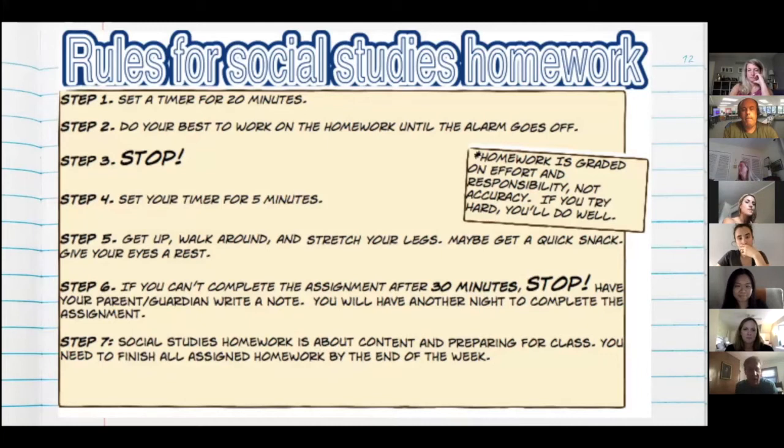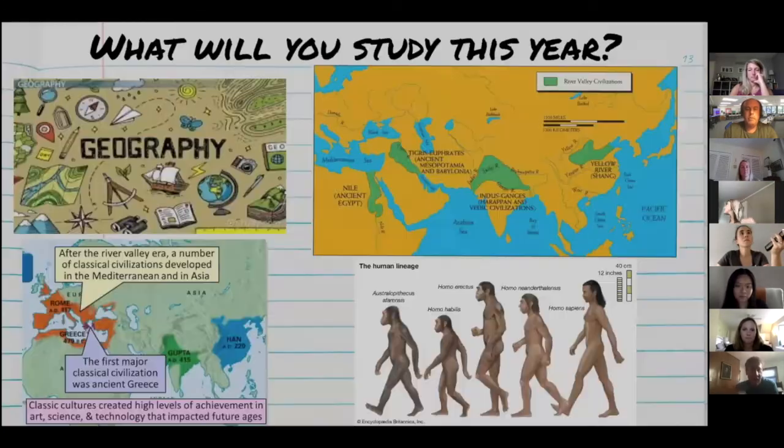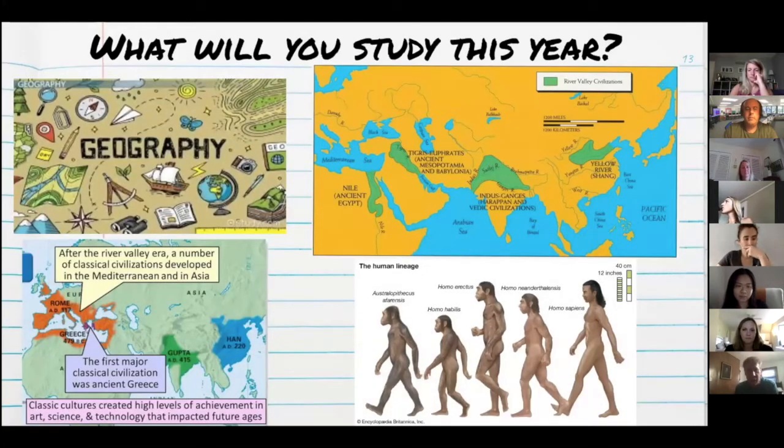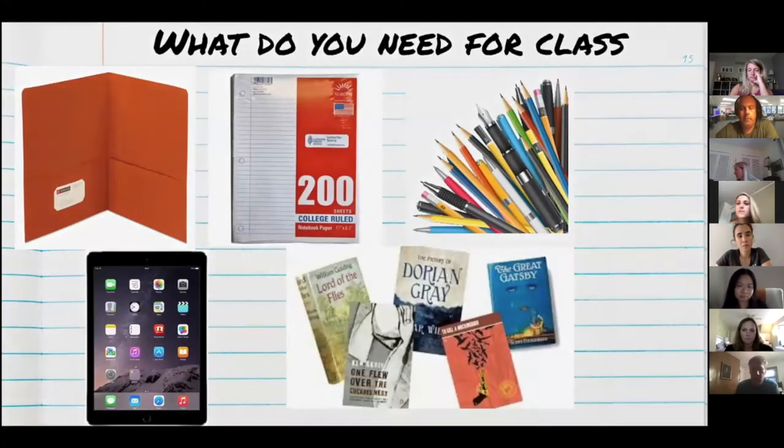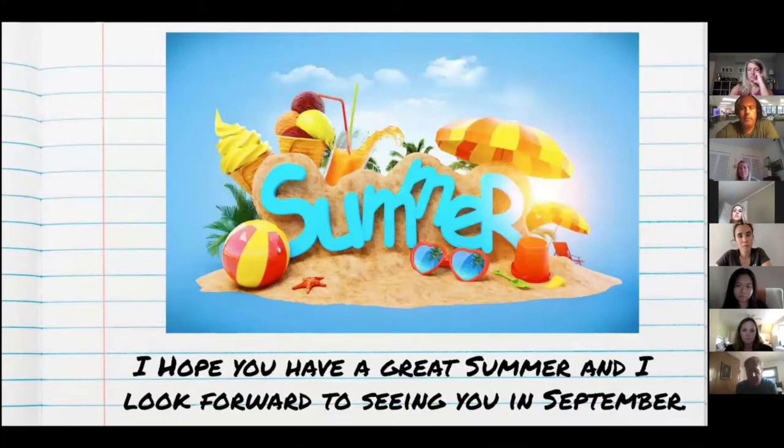Most of my homework shouldn't take longer than 20 or 25 minutes. If it's taking longer than that, they should stop after 20 minutes, take a little bit of a break, go back and try it. And then after that, stop, because I don't want them up all night because they have other homework as well. Okay, and then what they're going to study this year: geography, the ancient world, classical civilizations, archaeology, how they can be successful in my classroom, what they need for school. And then I put this at the end because I hope they have a great summer and I'll see them in September.